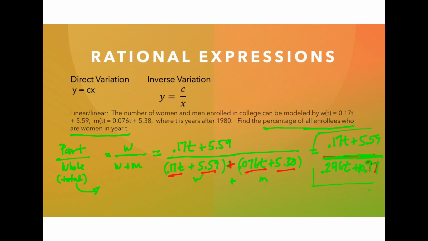So let's take this one more step. Since this is what this represents, let's find the percentage of women enrollees in the year 2000. Well, T is defined as years after 1980. And we do that a lot of times with time. We set a beginning year, so like T equal to 0, this would be the year 1980, right? And then T equal to 1 would be the year 1981.